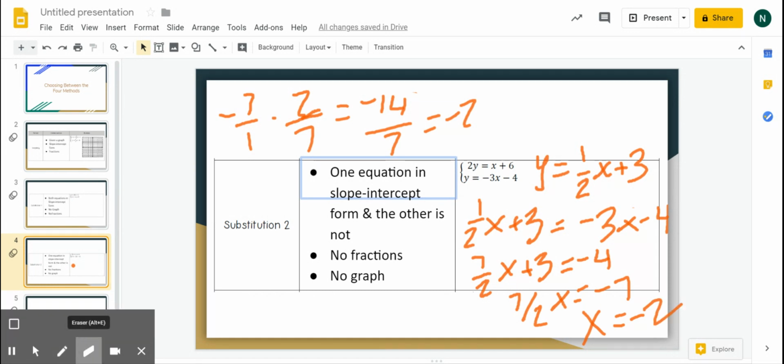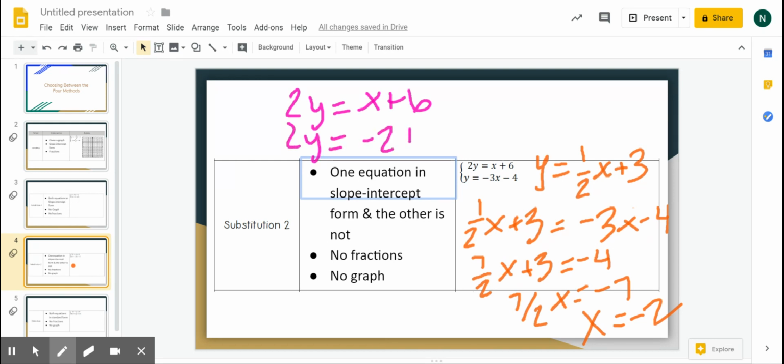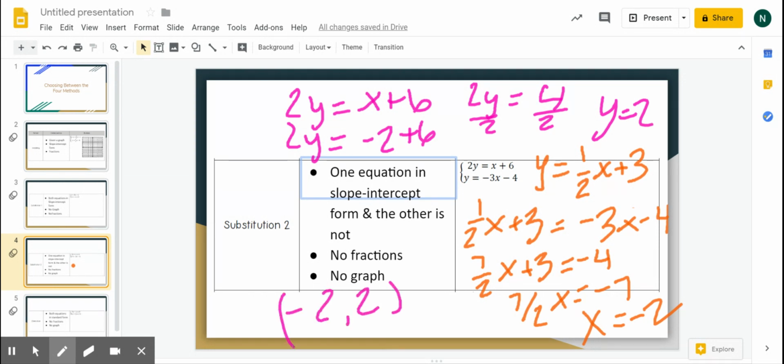And then you are going to plug negative 2 back into one of your original equations. So I'm going to plug in negative 2. Let's plug it into the first one. So 2y is equal to x plus 6. So 2y is equal to x is negative 2 plus 6. So 2y is equal, well, negative 2 plus 6 is 4. Divide each side by 2, so y equals 2. So then my solution would be negative 2, comma 2.